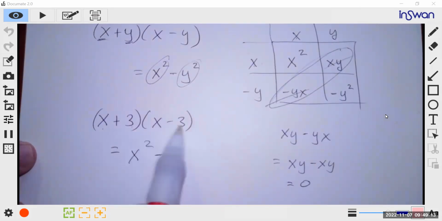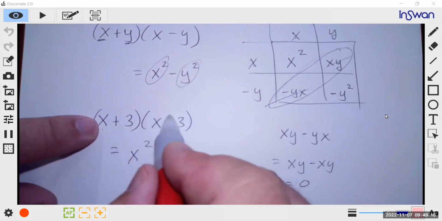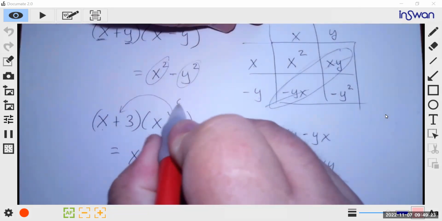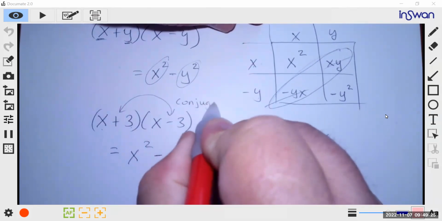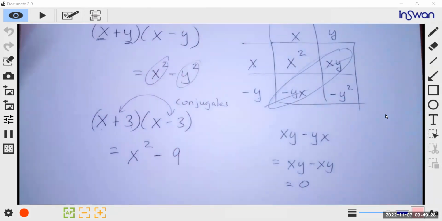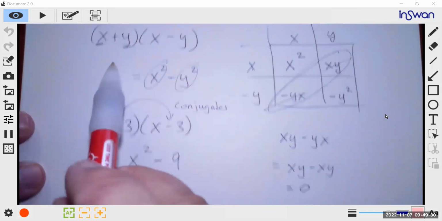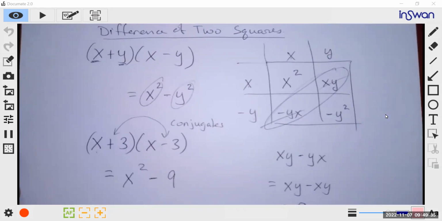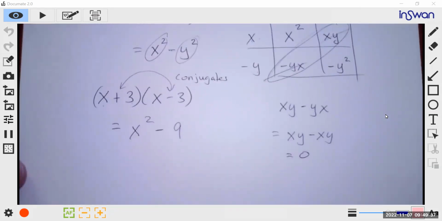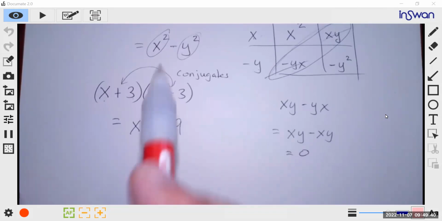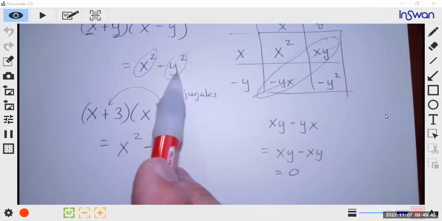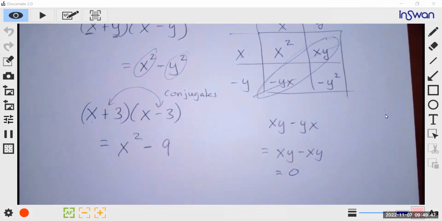As long as the numbers are the same, the only thing different are the signs. We call them conjugates. Conjugates are whenever you have the same numbers, but the only thing different is the sign between them. This rule tells us when you have that, take the first number, square it, take the second number, square it, and subtract them. And that's all you have to do.